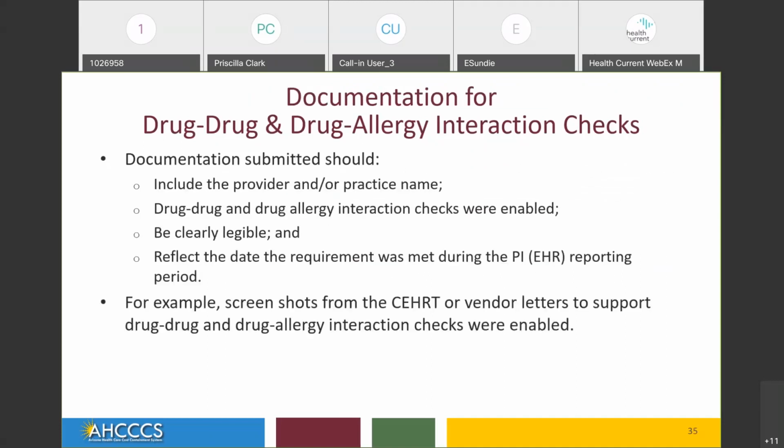Okay, so what type of documentation must an EP submit to meet the drug-drug and drug allergy interaction check? The documentation submitted should include the following, all 4 items. It should include the provider and or practice name. The drug-drug and drug allergy interaction checks were enabled. It should be clearly legible, and it should reflect the date the requirement was met during the PI reporting period. For example, screenshots from the CERT or vendor letters to support drug-drug and drug allergy interaction checks were enabled.